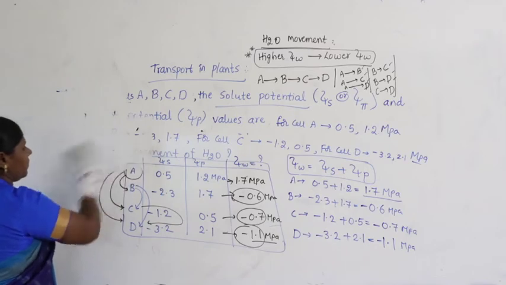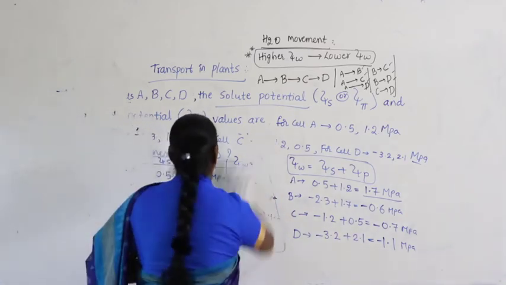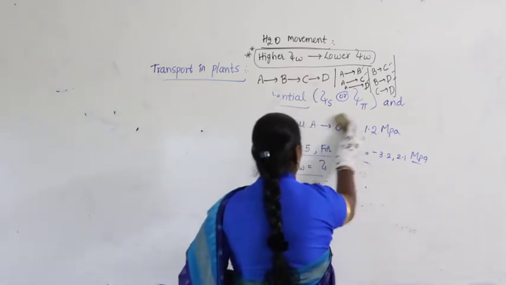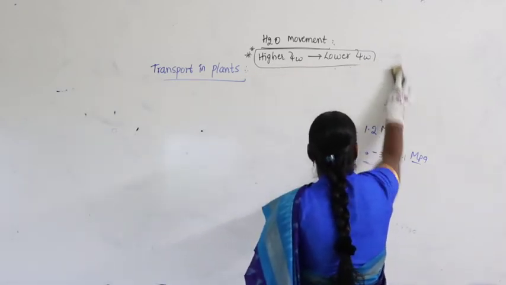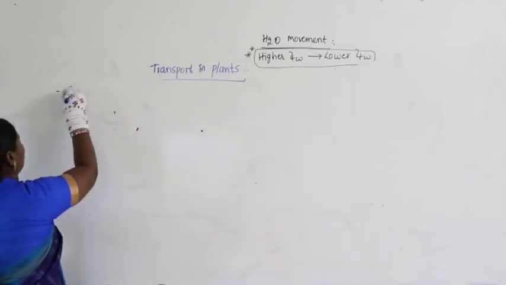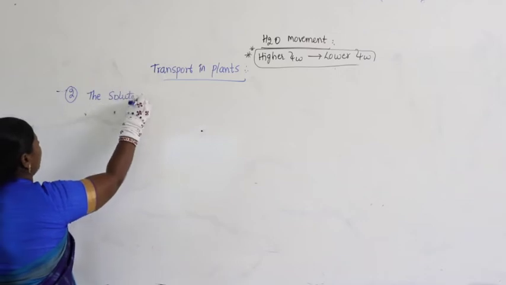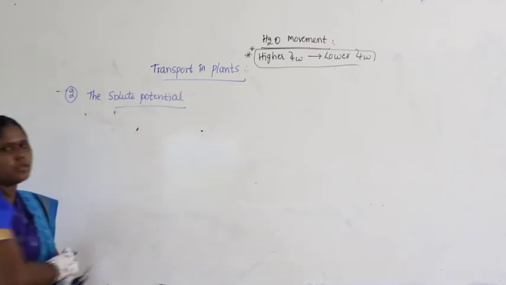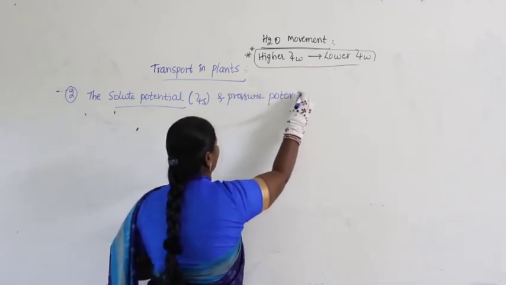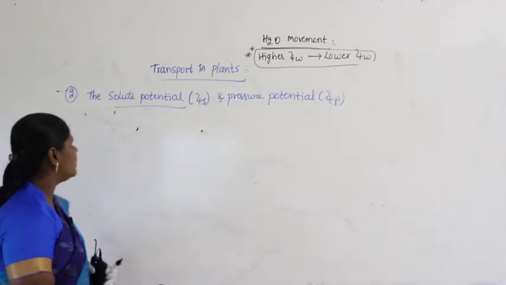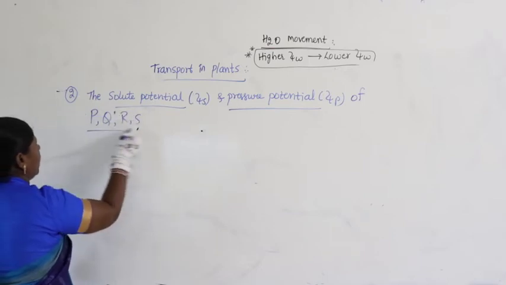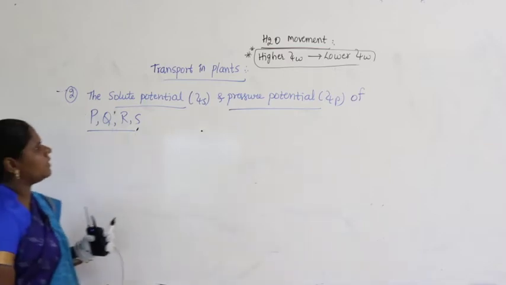Now, let us see the next one. Let us study some numericals today. The solute potential and pressure potential. The solute potential value, what will we write? Psi S, and pressure potential psi P of some cells. Let us take the cells as P, Q, R, S, given in the following table.